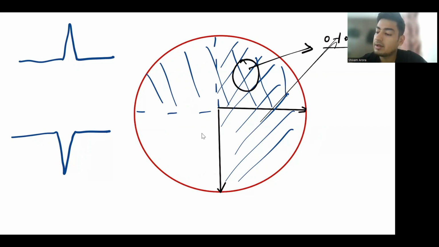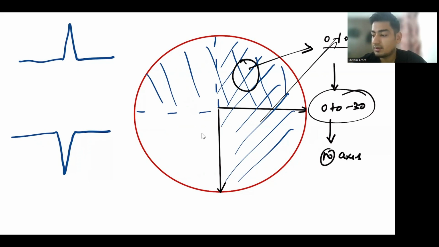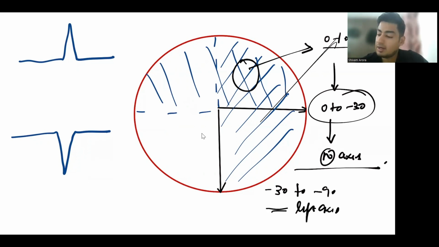But as we know, 0 to minus 30 corresponds to normal axis, while from minus 30 to minus 90 there is left axis deviation. So in this scenario we have to look at lead 2 also. Suppose lead 2 is positive. Now this is lead 2.